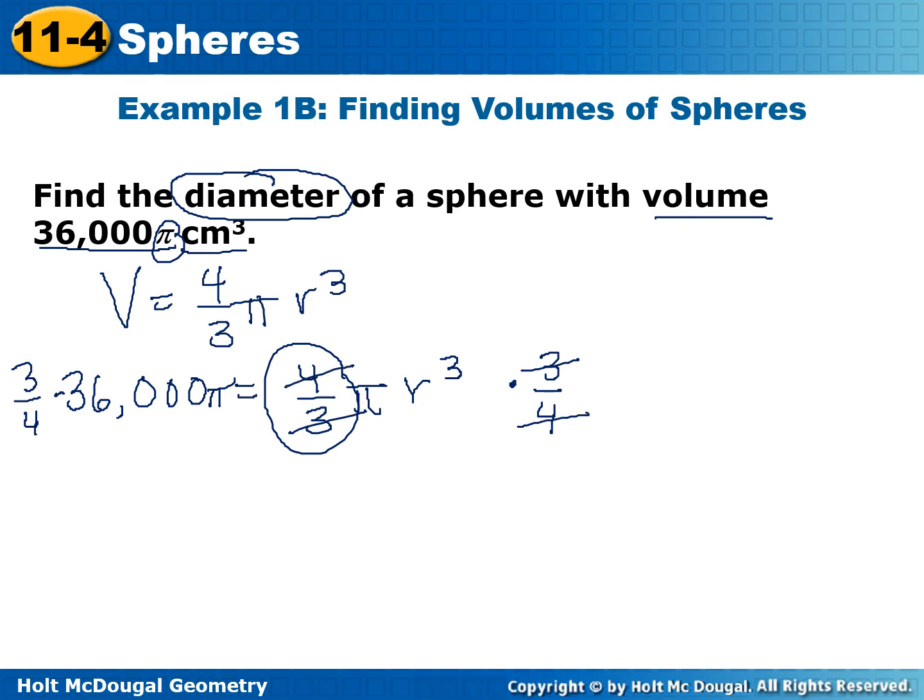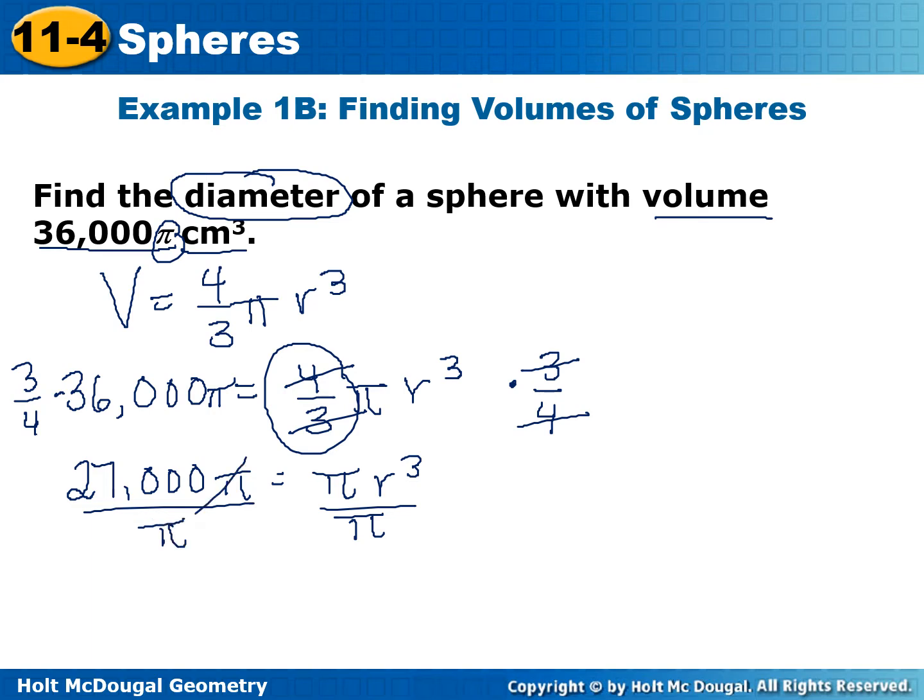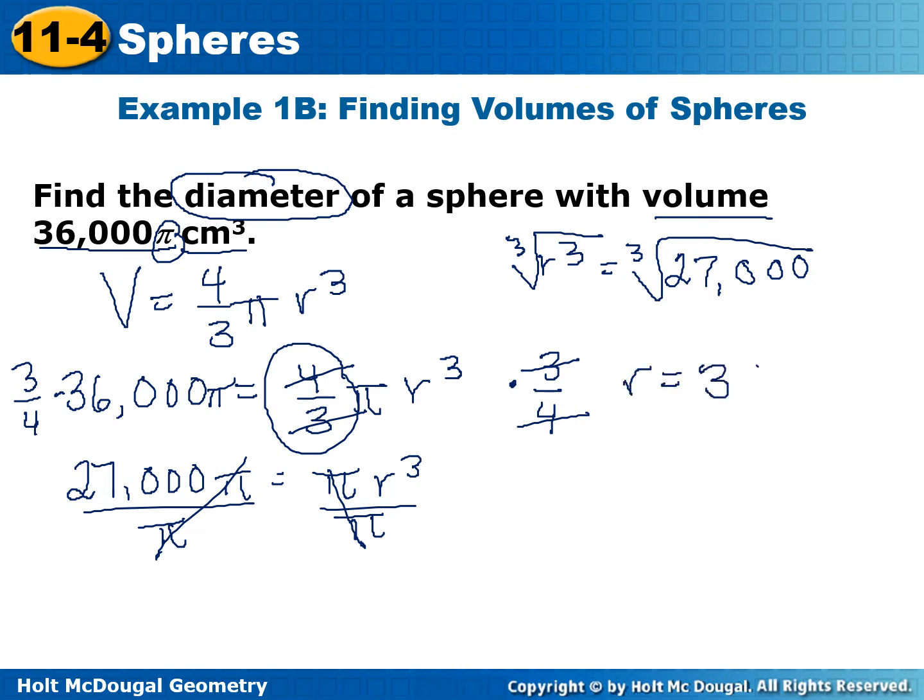And so I have 3/4 times 36,000 pi. That gives me 27,000 pi. And that's going to equal pi r cubed. Let's divide by pi. And that will cancel out on both sides of the equation. So we're going to have r cubed is equal to 27,000. So I'm going to take the cube root of both sides of the equation to give us simply r. And the cube root of 27,000 is 30.